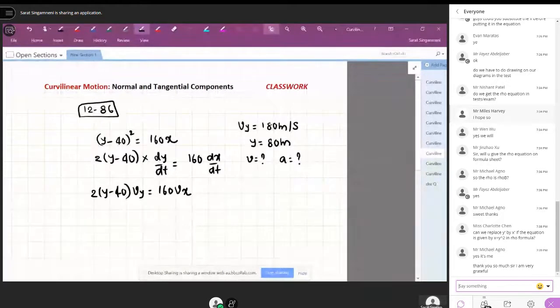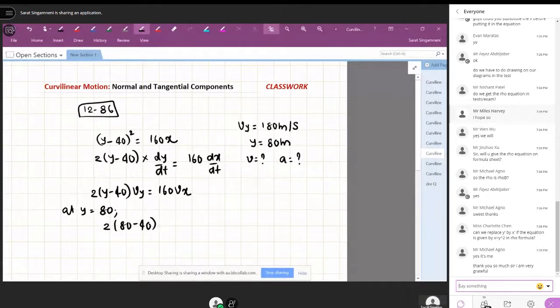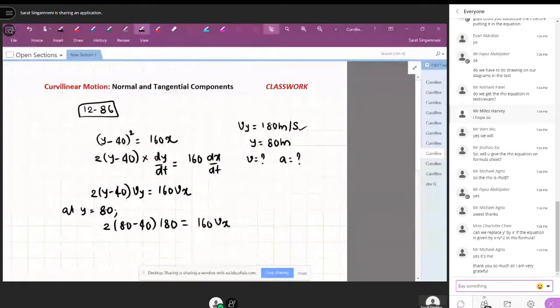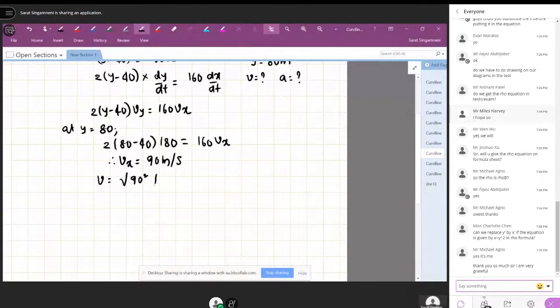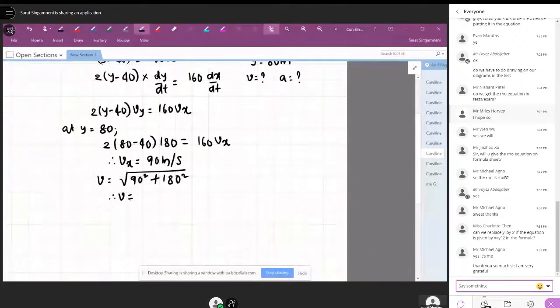Now at y equal to 80, this is 2 times (80 minus 40) times Vy, which is 180 meters per second, equal to 160 times Vx. So from that, Vx is calculated as 90 meters per second. Once you know Vx and Vy, the total velocity at that altitude is the square root of the x component squared plus the y component, 180, squared. Therefore, the velocity is equal to 201 meters per second.